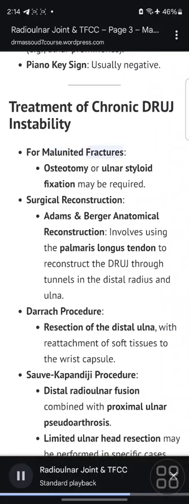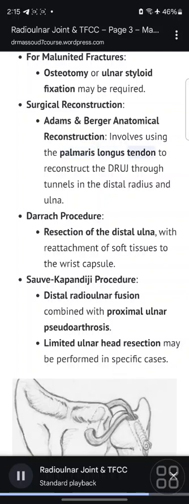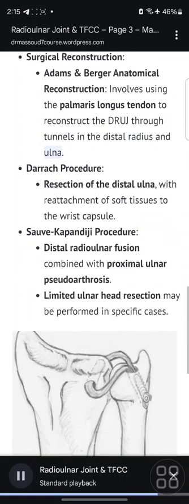For malunited fractures, osteotomy or ulnar styloid fixation may be required. Surgical reconstruction. Adams and Berger anatomical reconstruction involves using the palmaris longus tendon to reconstruct the DRUJ through tunnels in the distal radius and ulna.